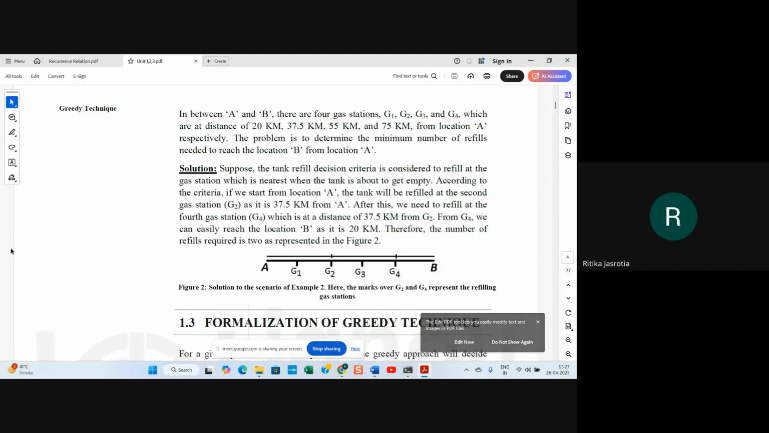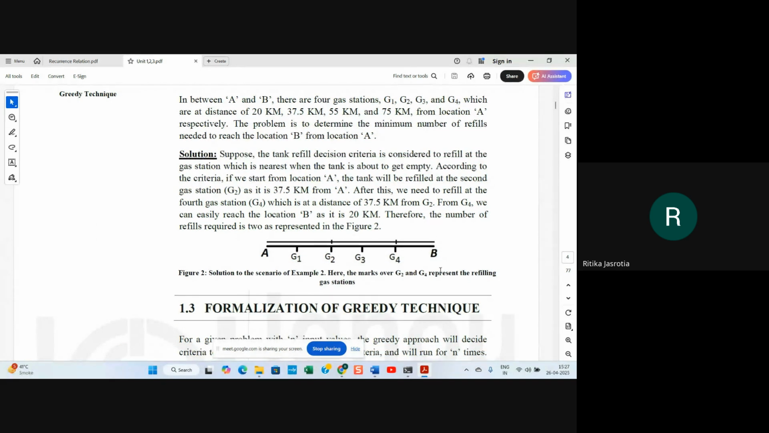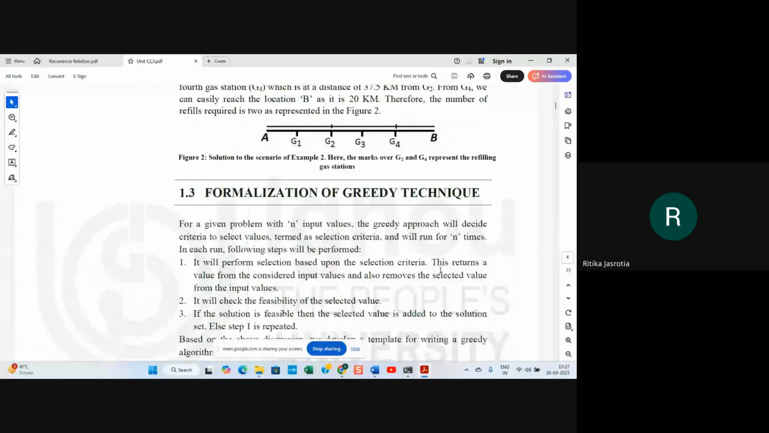So from G4 we can easily reach the location B, as it is only 20 kilometers now, because 95 kilometers, so from 75 to 95 kilometers, it is only 20 kilometers left. Therefore the number of refills required is 2, as represented in figure 2. So only in 2 refills you can reach the destination at B. That is just an example they are showing.